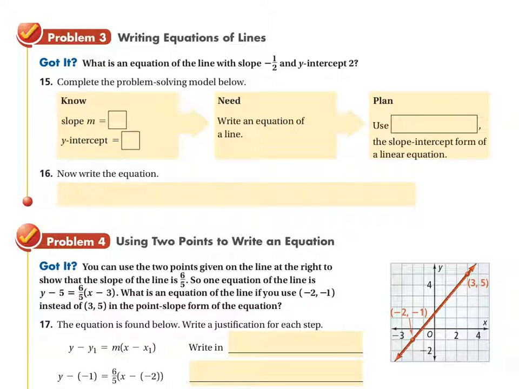All right, problem 3, writing equations of lines. So what is an equation of the line with slope -1/2 and y-intercept 2? So let's figure out what we know here. So the slope is -1/2. The y-intercept is 2. So we need to write the equation of a line. If we're given those two things, we should use y equals mx plus b. That is the slope-intercept form. So the equation is y equals -1/2 x plus 2.